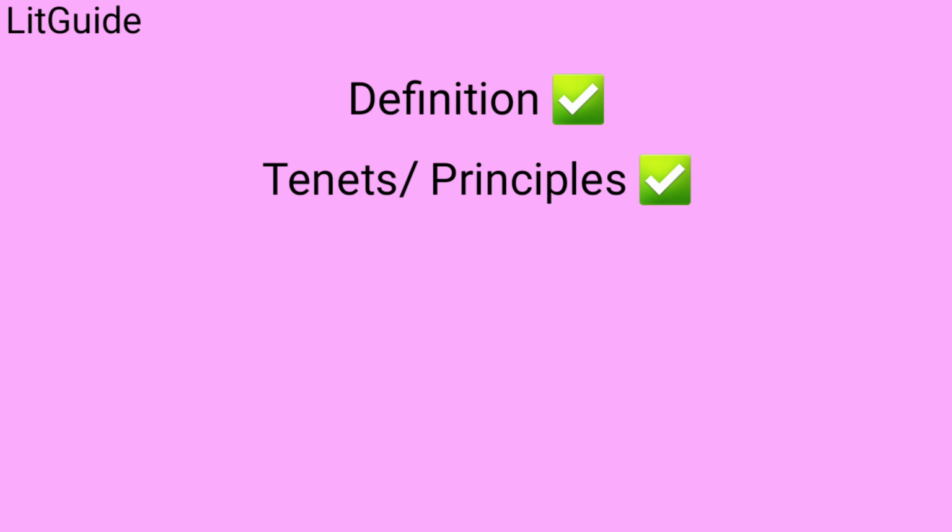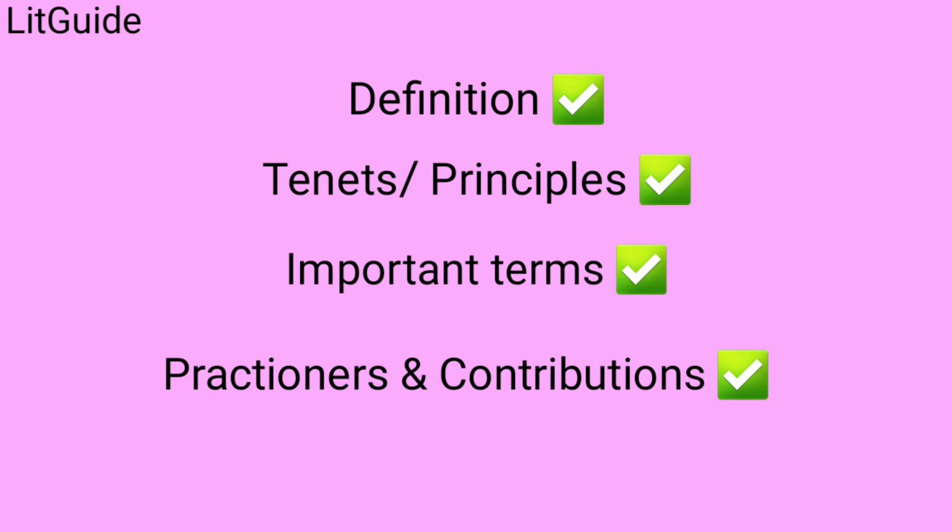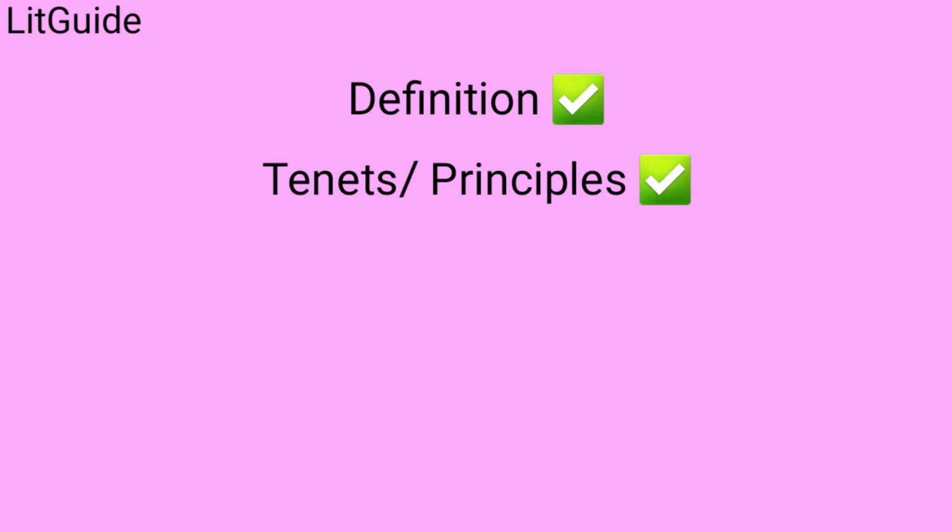We have now covered the definition of new criticism, its tenets or principles, important terms associated with it, and some of the critics and their contributions. In the next video, New Criticism Part 2, we will see in detail the reasons that led to the formation of new criticism, early influences on it, its practitioners and their works and contributions, and also how new criticism was challenged later on and lost its significance. Make sure you watch it to have a comprehensive understanding of new criticism.